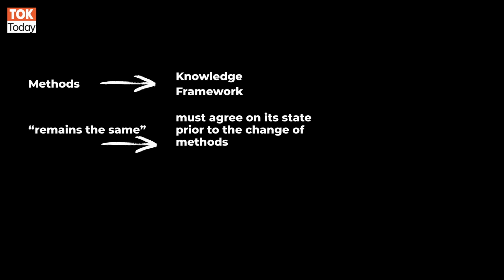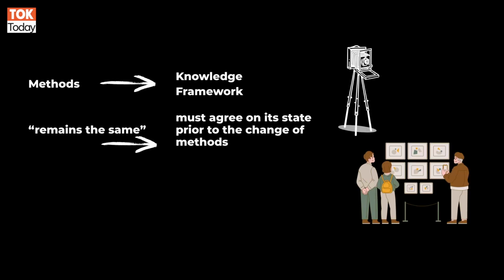Something remaining the same is a slightly bigger issue. For us to agree that something has remained the same or changed, we have to agree on its state to begin with. I mean, if we're going to argue that the invention of photography changed the scope of art between the 19th and 20th century, we're going to have to agree on what the scope of art was like before the invention of photography. So we need to think about what constitutes a change, and ergo, what constitutes remains the same. Which then takes us on to the big issue with this essay.